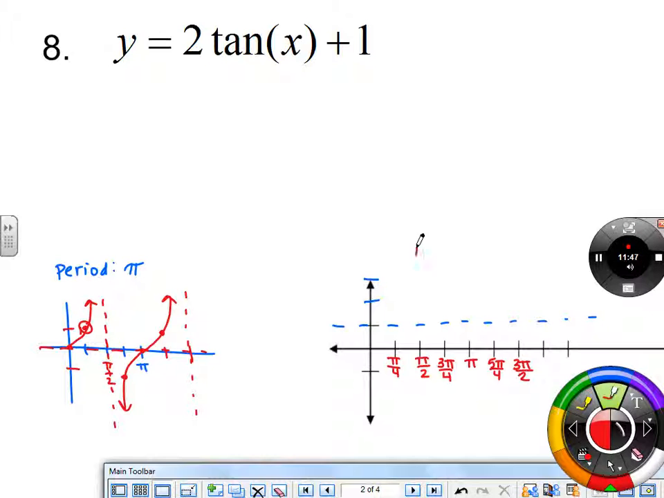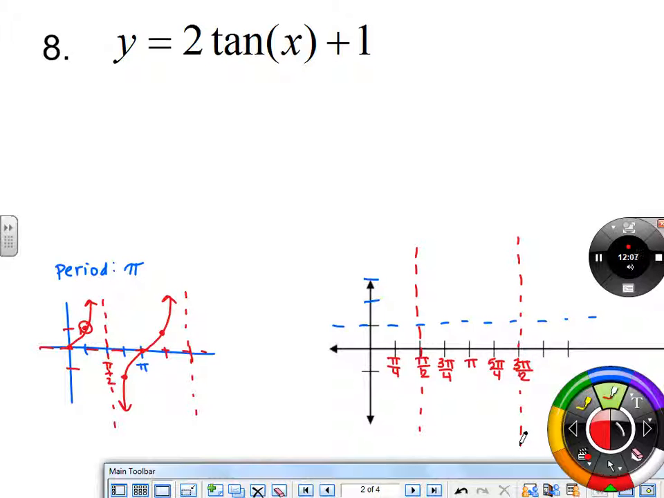So I'm still going to have this asymptote here, and because I like to extend my parent function for my tangent, I have that asymptote there. Okay? Same as this picture right here. So where did I get it from? I got it from knowing the parent function of the tangent graph.